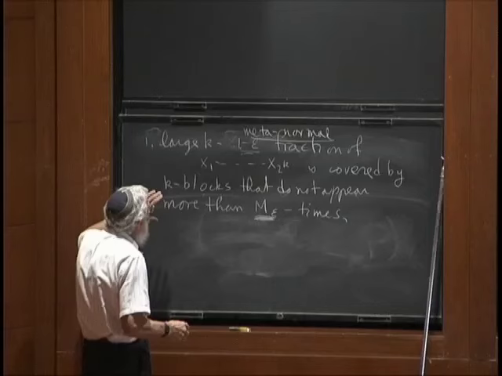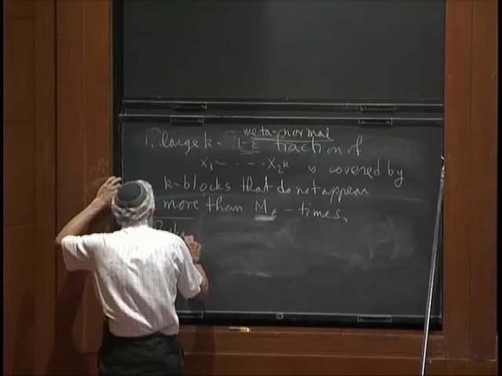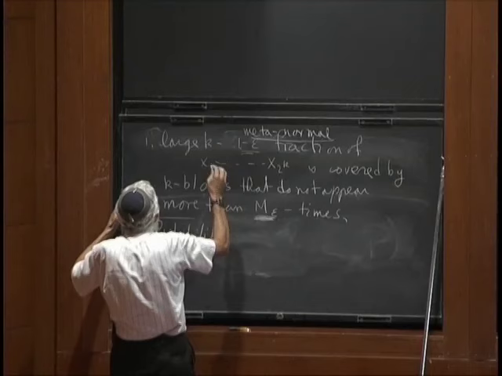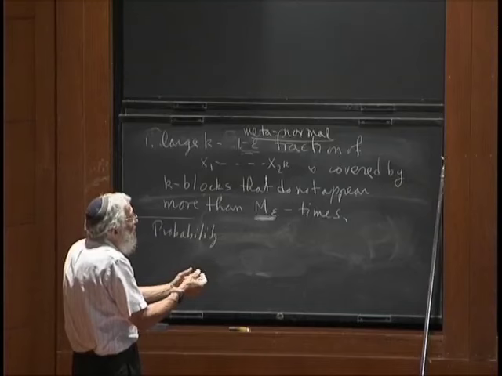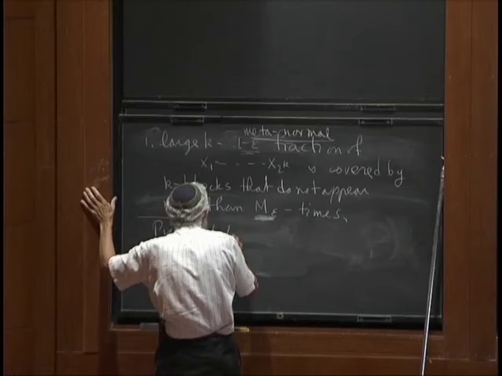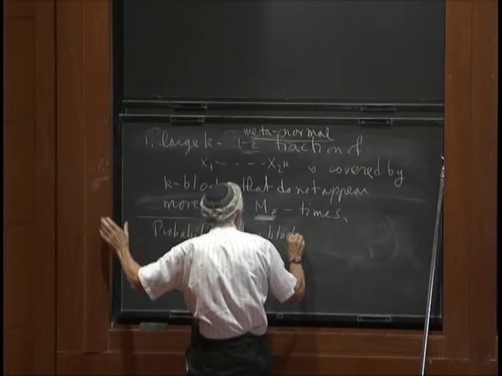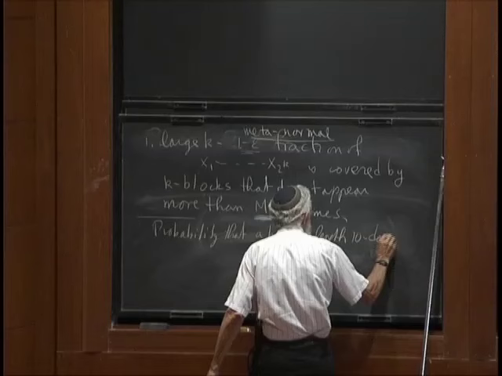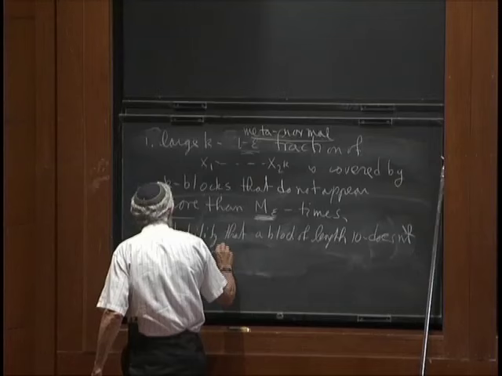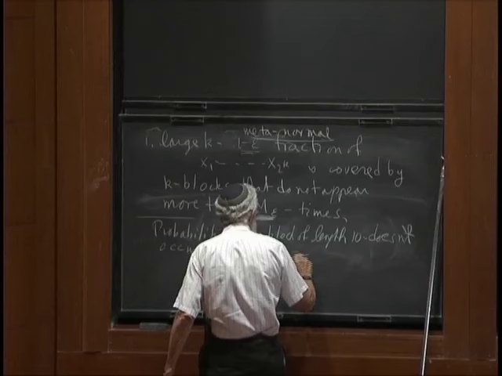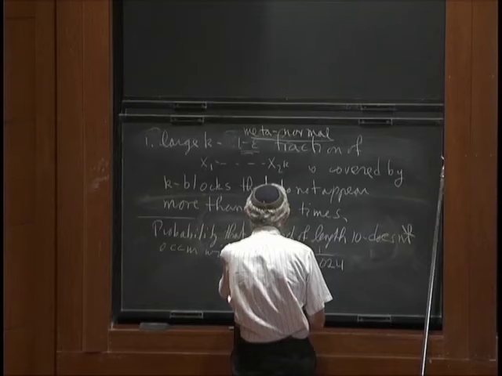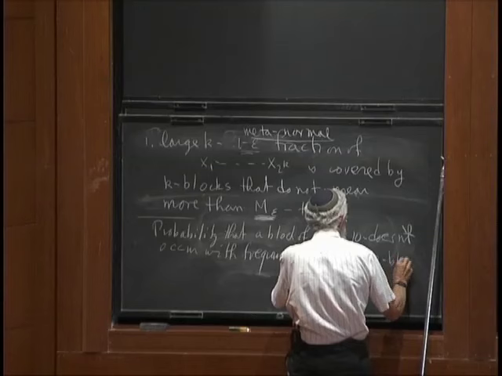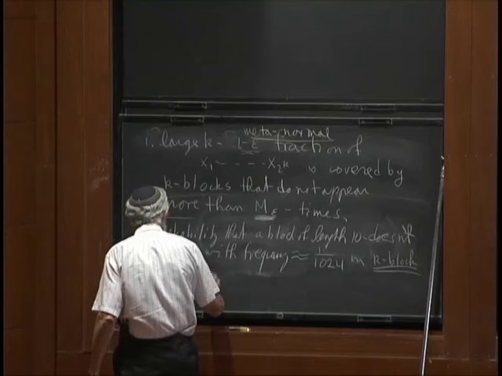All you need to know is that the probability, okay, now we fix, I have to check normality, so I have to check frequencies of blocks of length 10. The probability that a block of length 10 doesn't occur with frequency approximately 1 over 1024 in a K block is little o of 1 over K.